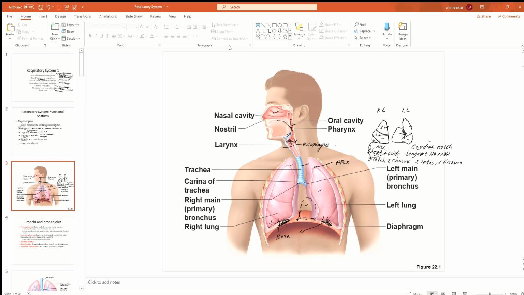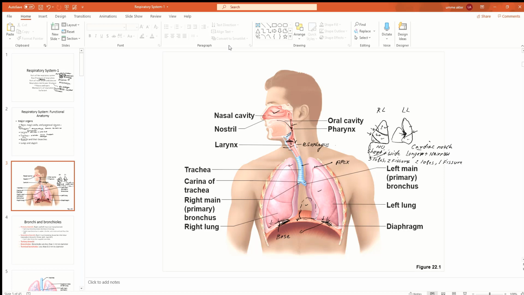And for the heart, the left lung gets the cardiac notch. Now let's see the name of these fissures. This fissure, the upper one in the right lung, is called the transverse or horizontal fissure because it is transversely located. And this lower one is called the oblique fissure. So horizontal and oblique fissures. And in the left lung, you only have the oblique fissure.